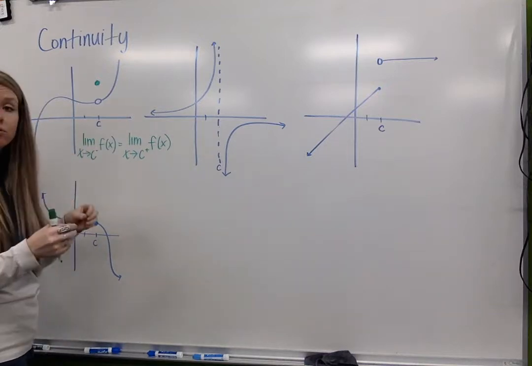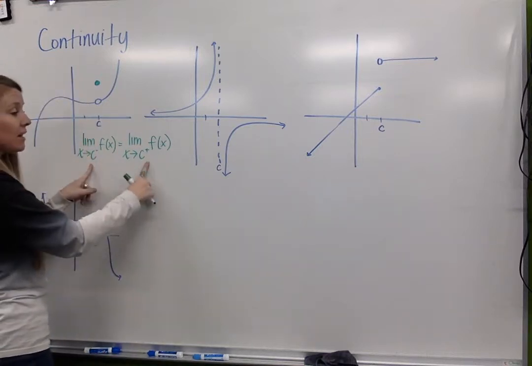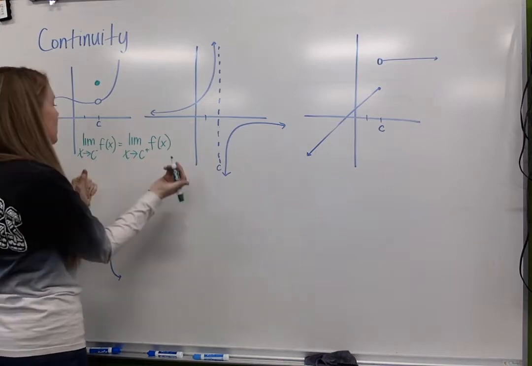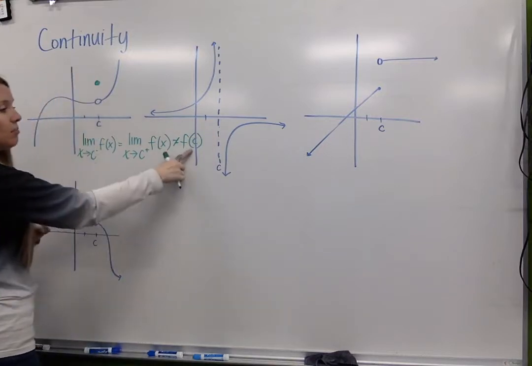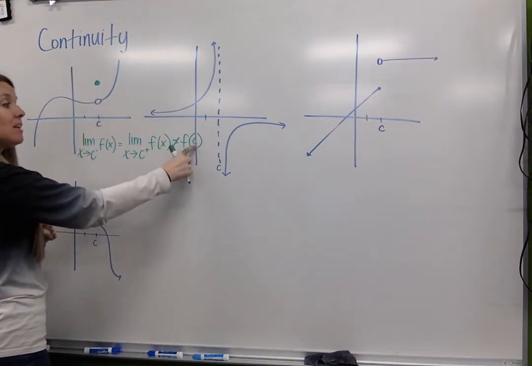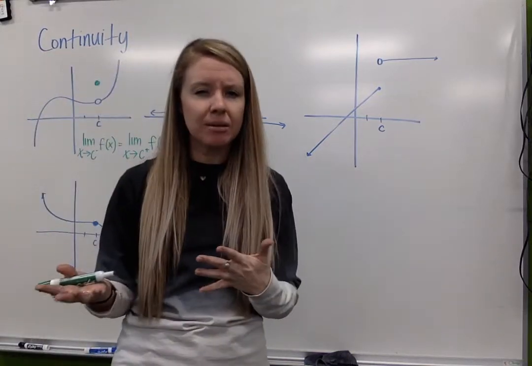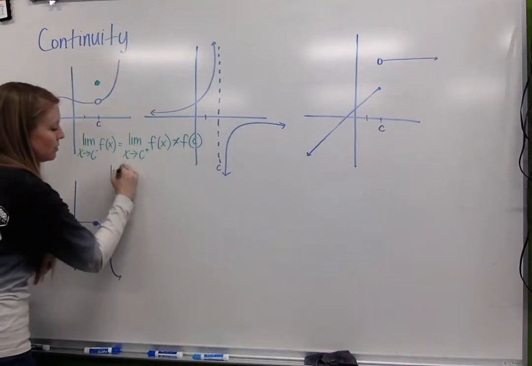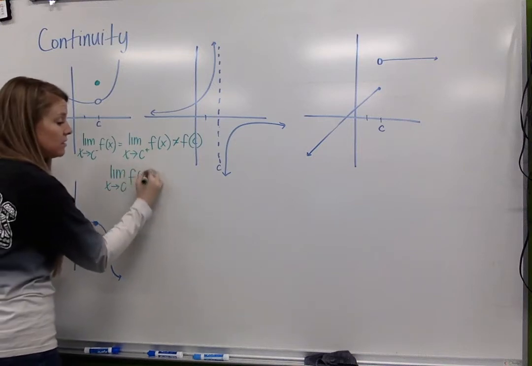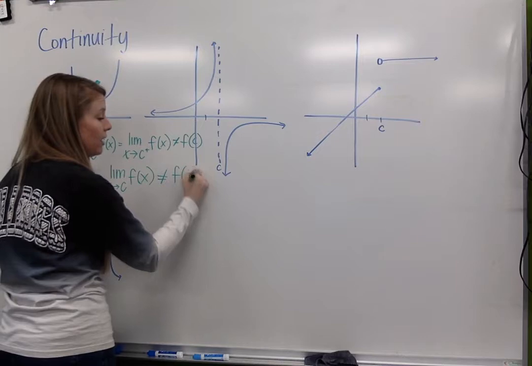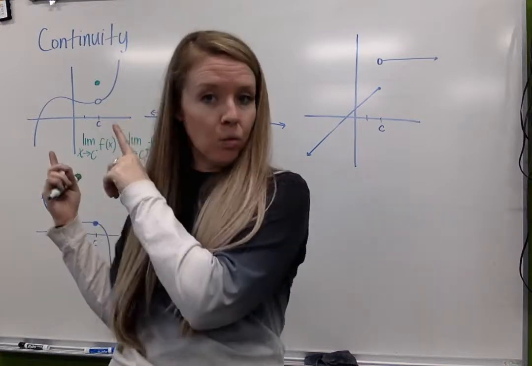Let's say my y value is defined, but it's somewhere other than the limit. So we can prove that there's a discontinuity here, a hole in the graph, by saying, well, my left side and my right side limit are the same, but they do not equal the y value. Meaning if I plug c in, this y value does not equal my limit. Does that make sense? We could write that as: the limit as x approaches c, right side and left side, of f(x) does not equal f(c). That's the definition of a discontinuity with a hole.